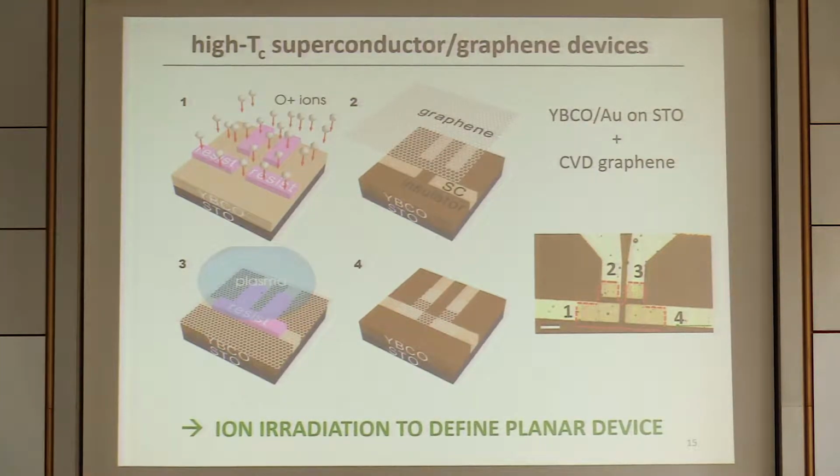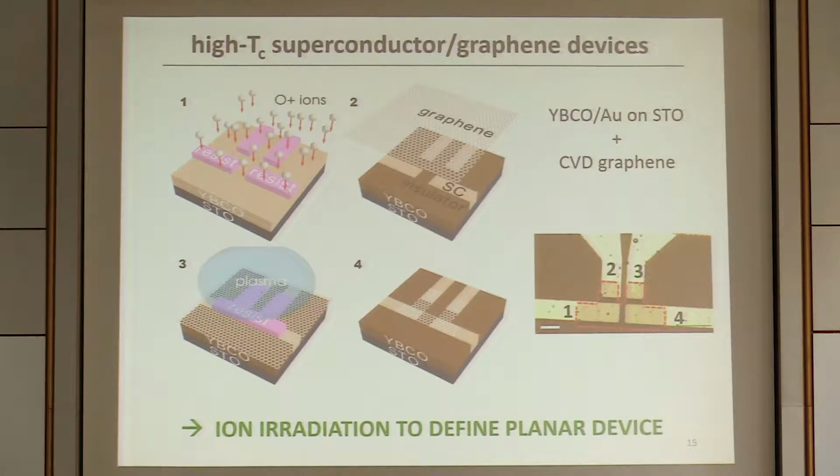What you do is pattern the superconductor, as opposed to etching the material. What we do is use ion irradiation. We use oxygen ions at 100 kiloelectron volts, and this irradiation doesn't etch the material; it amorphizes it. So everything exposed to this ion beam becomes insulating, and what was covered remains superconducting. Then you get rid of this resist, and then you get a sheet of CVD graphene.